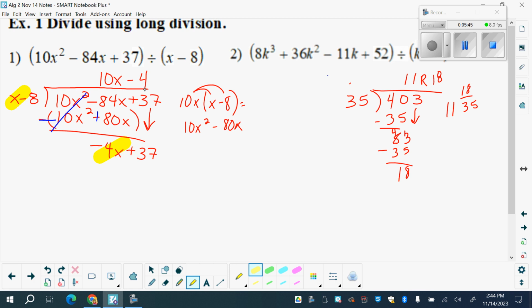Okay, so over here on the side, or if you want to do this in your head, that's fine. Negative 4 times x minus 8. Negative 4x plus what?